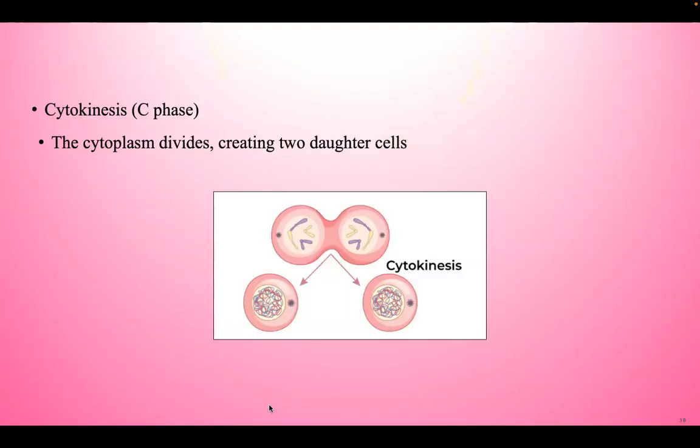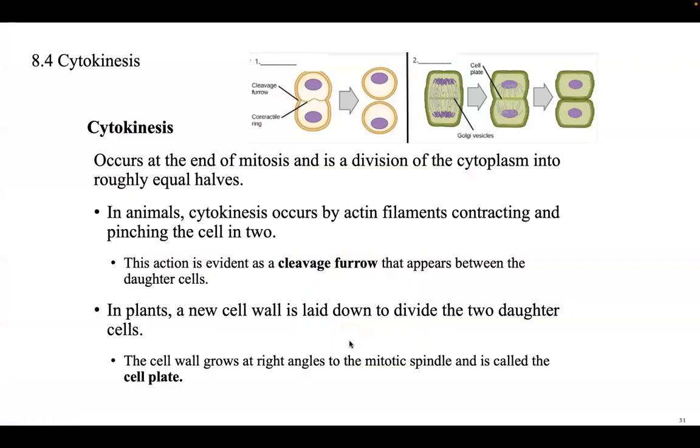So we can enter cytokinesis, where the cytoplasm will divide and we will have two successful daughter cells that are clones. Cytokinesis occurs at the end of mitosis. It is the division of the cytoplasm into roughly equal halves. So it's not perfectly equal, but it is very close.